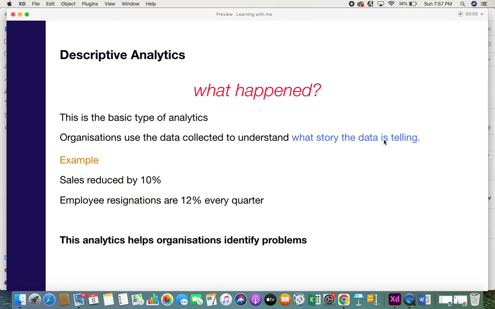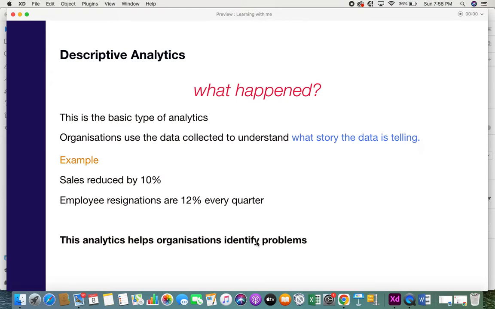By doing a lot of analysis on the current data that an organization has, the very first thing they would be able to identify is certain problems: what is the current state, or what is the current story that the data is telling. With descriptive analytics, organizations would come to know some facts about their company or their business. For example, the facts can be sales reduced by 10%, or employee resignations are 12% every quarter. Using descriptive analytics they are able to identify the what happened part. This type of analytics model helps organizations identify problems. This is the very first stage of the maturity model.